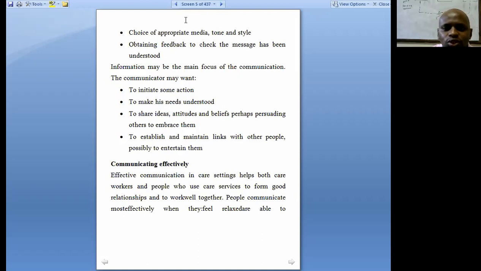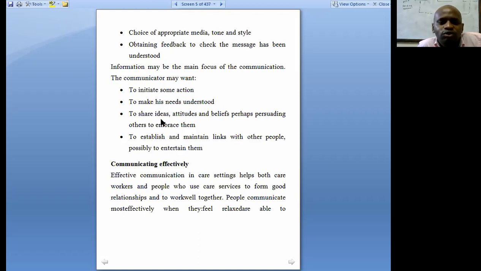Then you also need to share ideas, attitudes, beliefs, and perhaps persuade others to embrace them. Maybe you want to share some ideas. So it is always important for you to ensure your ideas are well understood. Maybe it is an attitude that you want to express or some kind of belief.